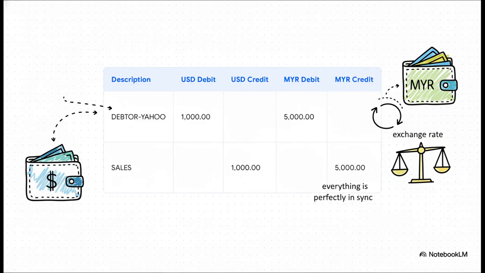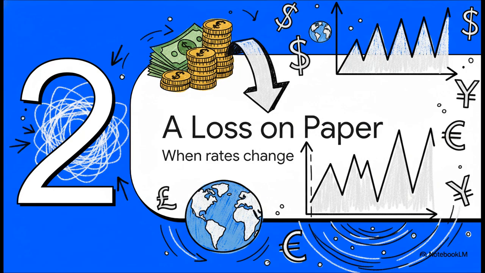So here's where it gets really interesting. We have to record this thing in two different currencies. The easiest way to think about this is like you have a USD wallet and a local wallet. In our case, that's Malaysian ringgit or MYR. On day one, the rate is 5-to-1, so our $1,000 invoice gets booked as a 5,000 MYR sale. At this moment, everything is perfectly balanced. But, things in the currency world rarely stay balanced for long.